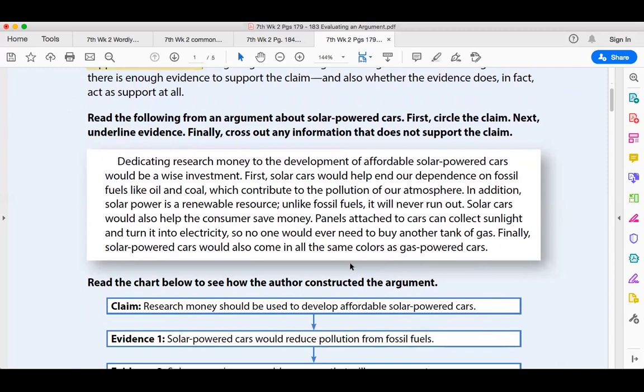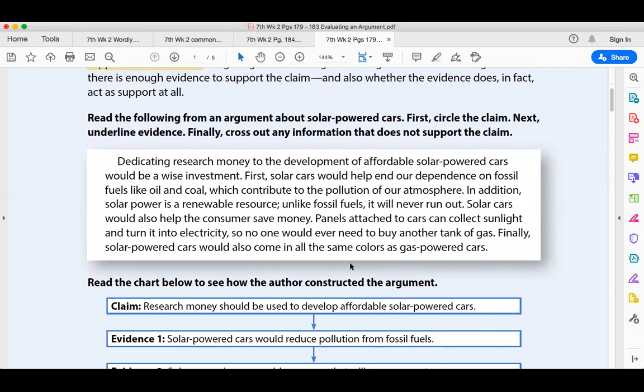Then we're going to come back and circle the claim. We're going to underline evidence, and we're going to finally cross out any information that does not support the claim. So let's read it. Devoting research money to the development of affordable solar power cars would be a wise investment.